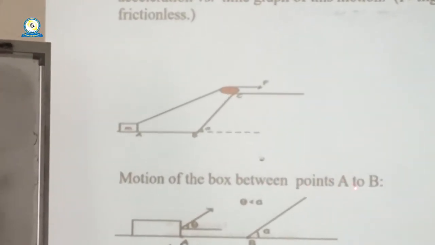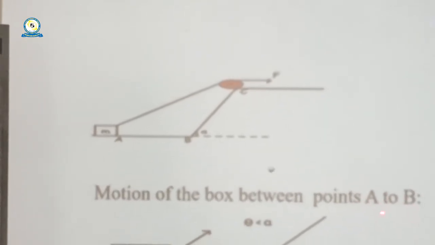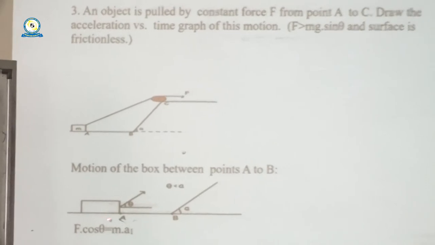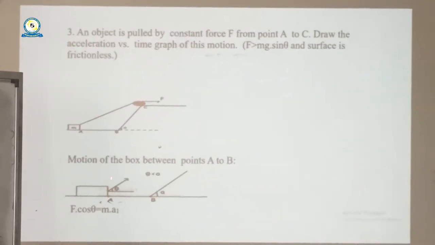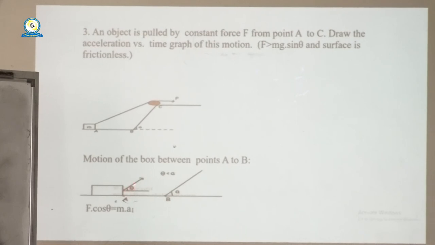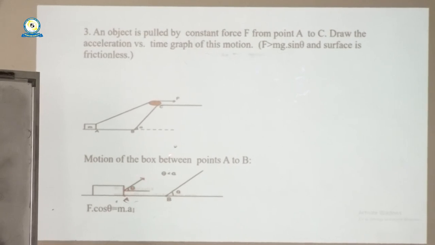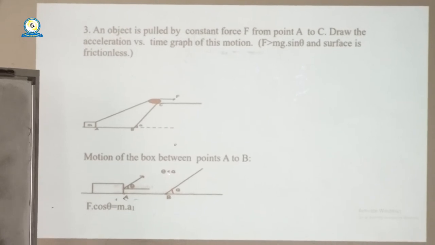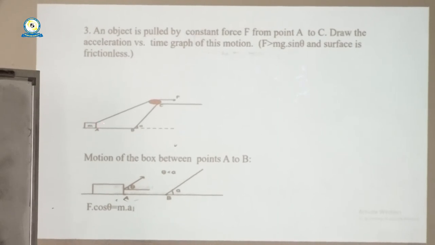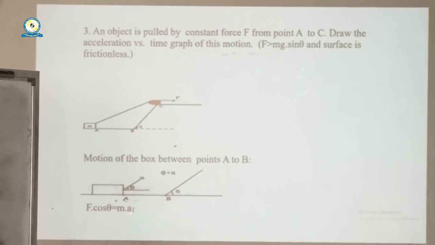The motion of the box from point A to B. At point A, you draw a free body diagram like this, with theta and another angle. This angle here is small compared to this angle. Angle theta is less than angle alpha. These are drawings from there. F cos theta is equal to MA1.